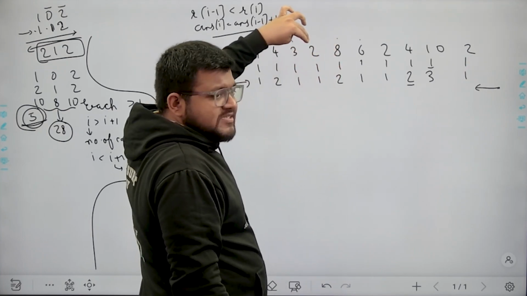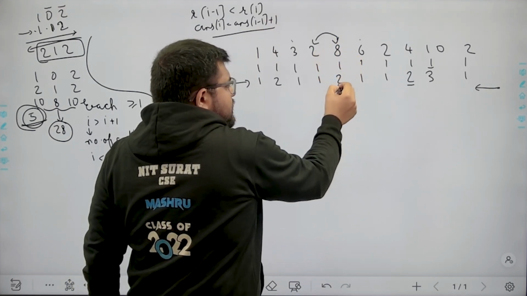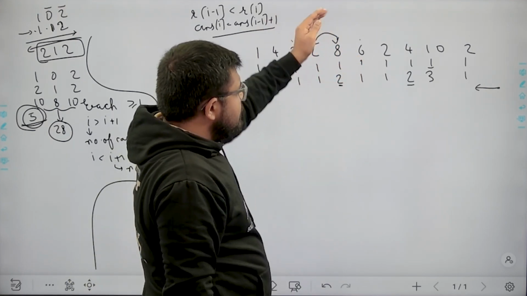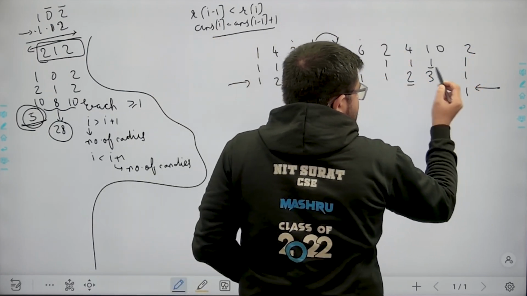Whether the left child has fewer candies or not. So I was comparing 8 with 2 and incrementing the candies for 8. Now I will compare with the right child. There is no right child for 2, so this will remain 1 only.